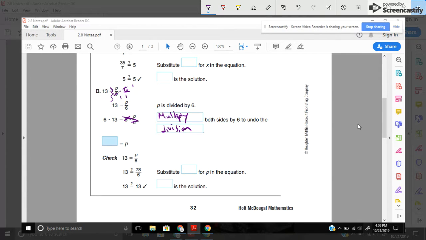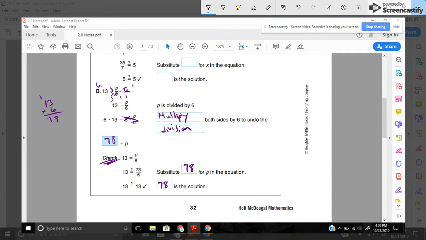And then if I multiply by 6 on one side, I need to multiply by 6 on the other. So 6 times 13, I'll just do a little math here, 18 and 7. So p is 78. Let's check to make sure that that makes sense. Substitute 78 for p into the equation. Let's divide. Is 78 divided by 6 equal to 13? Yes, it is. So 78 is the solution.